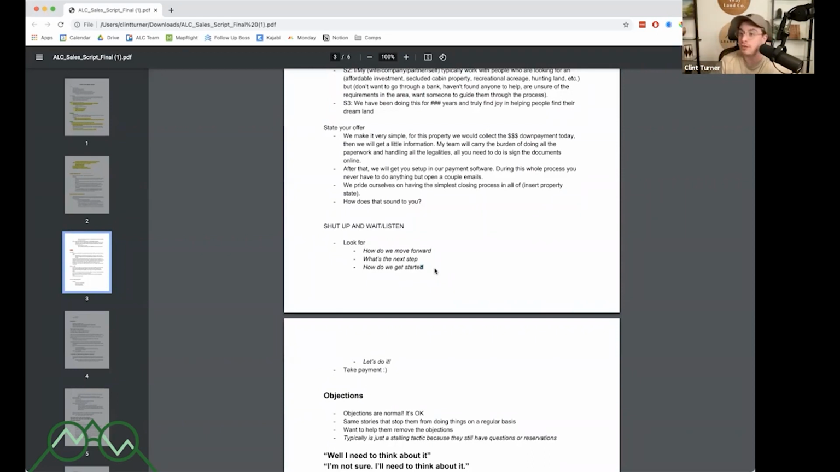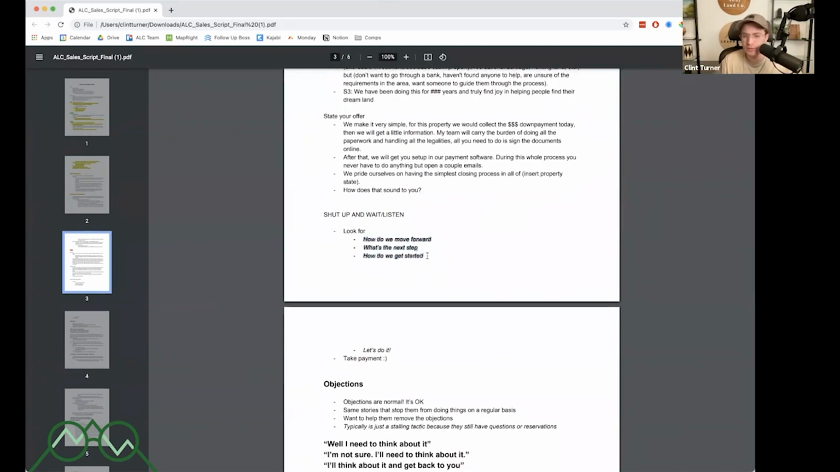At the end of the day, you want to be quiet. It's going to put pressure on them to think critically and make a decision, right? If you're quiet and not talking, they think it's on them. Now it is on them. Now they've got to make a choice. Look for these words: How do we move forward? What's the next step? How do we get started? And from there, you answer the questions and you take payment.